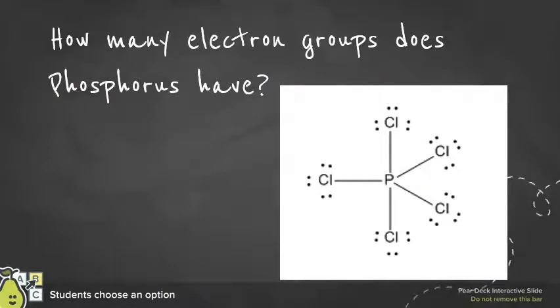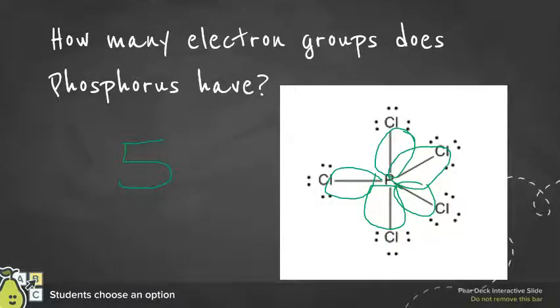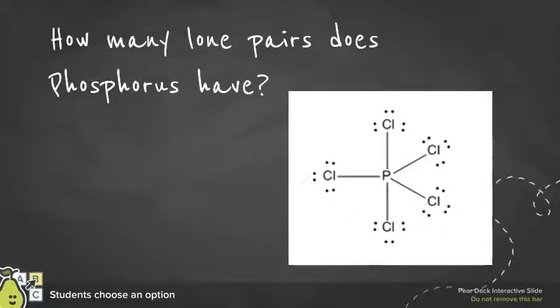So now we'll look at our molecular structure again to determine how many electron groups phosphorus has. And we're going to notice that each single bond is an electron group. So we have just 5 electron groups. All right, are any of these lone pairs? They are not. The only lone pairs we see are on chlorine. So we're specifically looking at phosphorus, and phosphorus has 0 lone pairs.